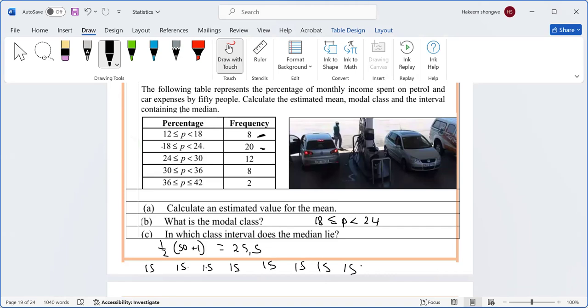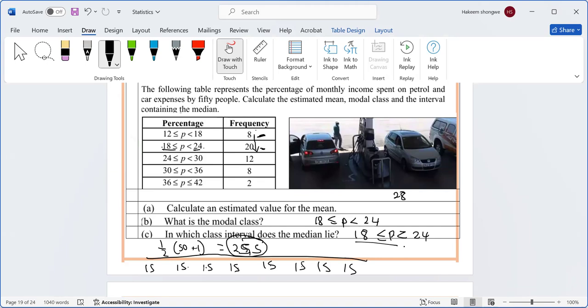So if you had to get the median, this is how you're going to do it. I've already counted 8 people, and the next people that I'm going to count, I'm going to say 8 plus 20. What is 8 plus 20? It's 28. And I'm looking for a person who is in position 25,5. So where am I going to get 25,5? I am going to get them between 18 and 24. Now, if you don't believe me, we can do it practically.